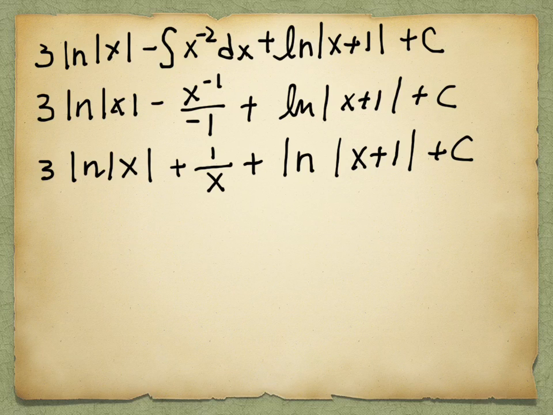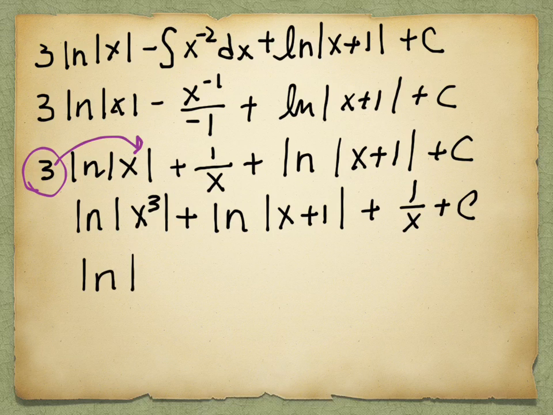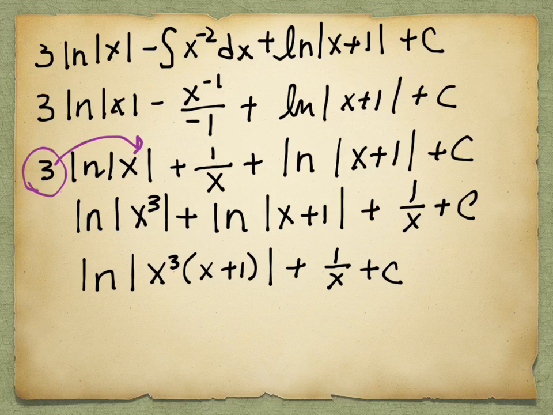The ln's. But I can't combine them exactly like they are because this one right now has a coefficient, right? So the coefficient has to become an exponent. So this becomes the natural log of the absolute value of x cubed plus, let me write the next natural log where this is too, just to put them together, and then the 1 over x at the end. And then I can combine them. So I can combine them with what operation? Multiplication, because they're currently added together as logs. So this is the natural log of x cubed times x plus 1. And then I have plus 1 over x at the end plus c, and I can't combine the 1 over x with this.